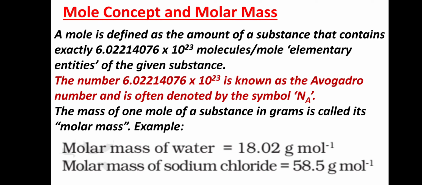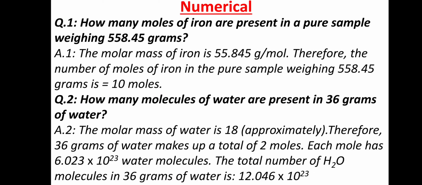The mass of 1 mole of a substance in grams is called its molar mass. For example, the molar mass of water is 18.02 grams per mole, so the weight of 1 mole of water is 18.02 grams. In the same fashion, the molar mass of sodium chloride is 58.5 grams per mole, so the weight of 1 mole of sodium chloride is 58.5 grams.